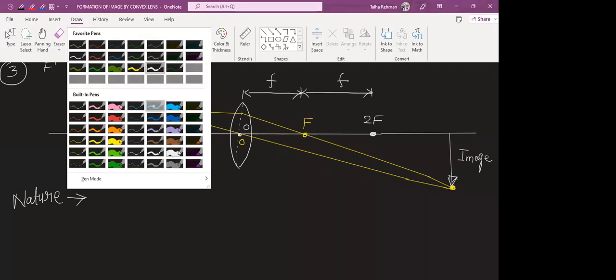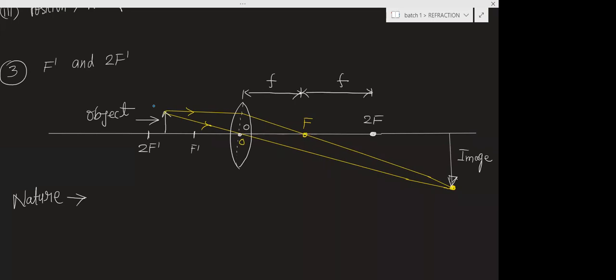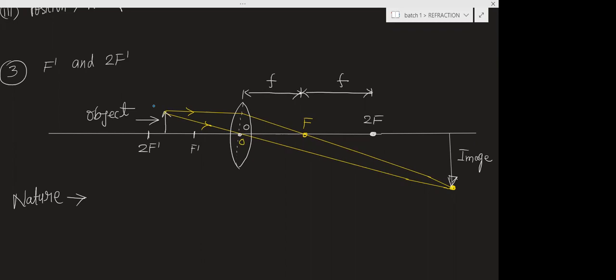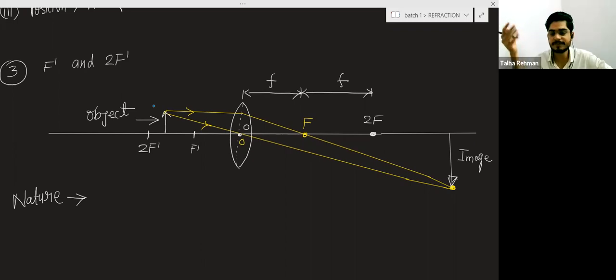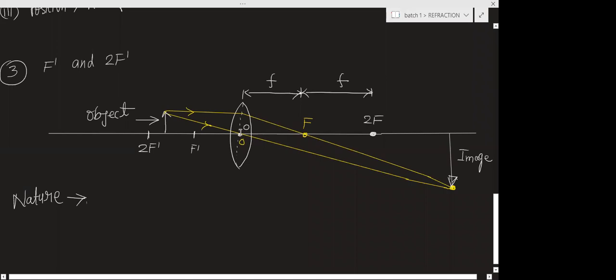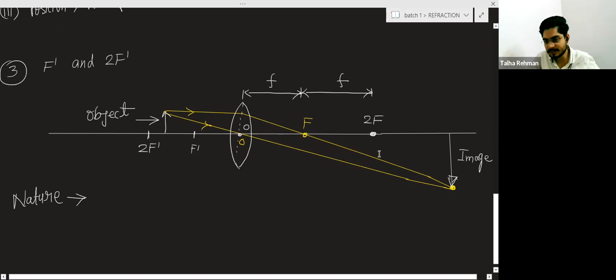Not the size, I am not talking about the size. Virtual or real? The image will be real. Why real? Because these rays are actually meeting at a point. After refraction, both the rays are actually meeting at this point.